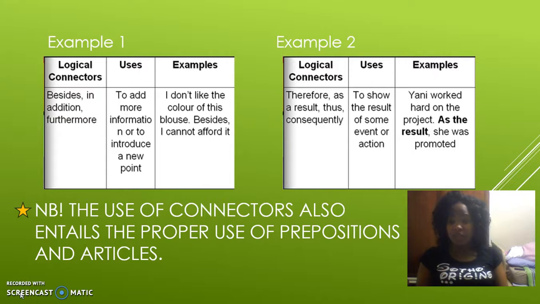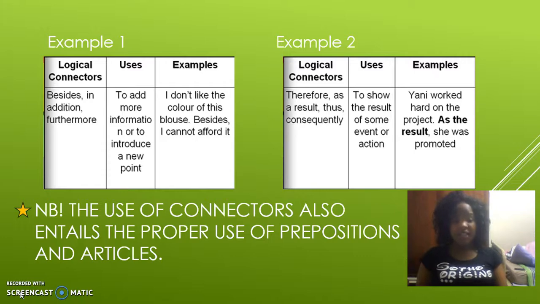Now, in the second example, they use the connector as a result. They explain the use as to show the result of some event or action. The example is Yanni worked hard on the project. As a result, she was promoted. It connects the idea of Yanni's promotion as well as Yanni's hard work. It creates a relationship between the two ideas because they obviously relate. So what the logical connector does is that it connects them and maintains sense between the two ideas or sentences.